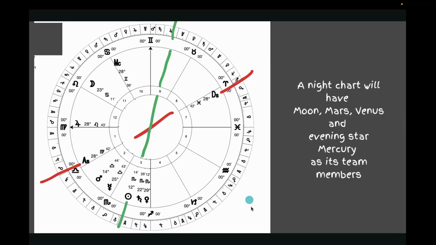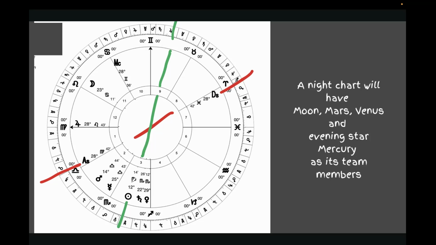Here we have a night chart. Why do we have a night chart? Well, we drew the imaginary line from the ascendant to the descendant. I drew it in red here. We see the sun is below. So now we establish this is a night chart.